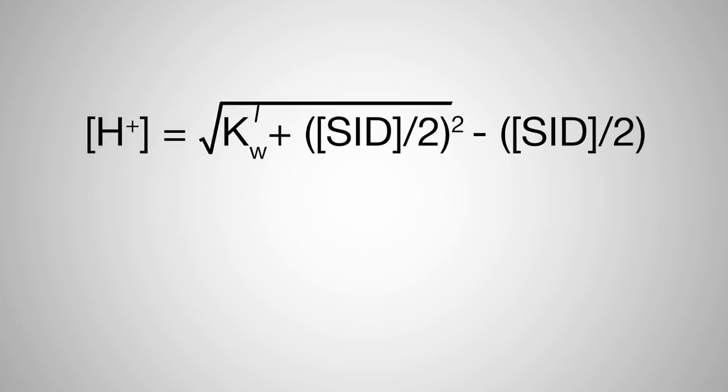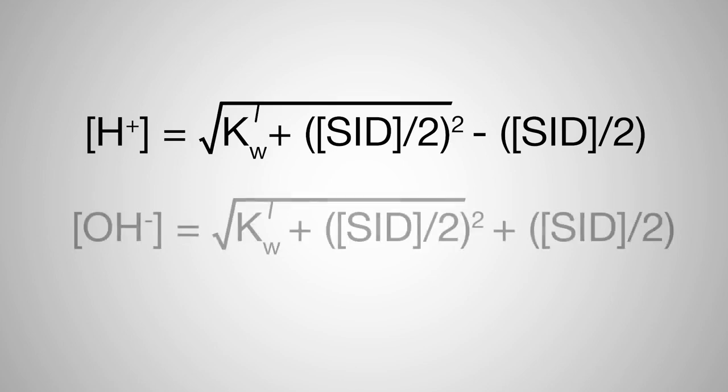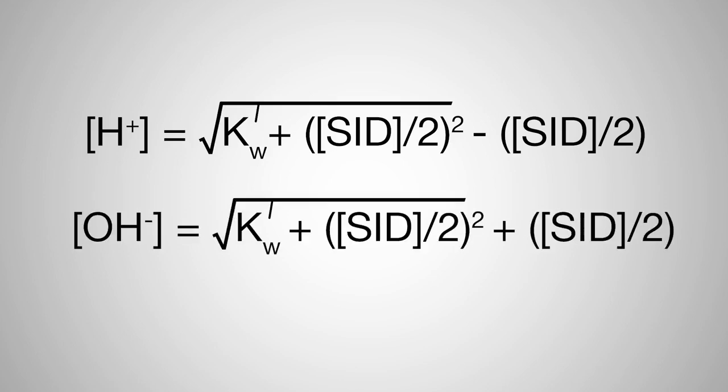Now we can solve the two simultaneous equations for H+ and OH- to get the following. Hydrogen ion concentration is equal to the square root of K'W plus SID squared over 4, minus SID over 2. And the OH- concentration is similar, but the minus sign is replaced with a plus sign. This is completely unimportant from your perspective. All you need to worry about is how we get the two simultaneous equations. The solution is actually irrelevant except to the computer. This produces the following graphs for H+ and OH- as a function of SID.